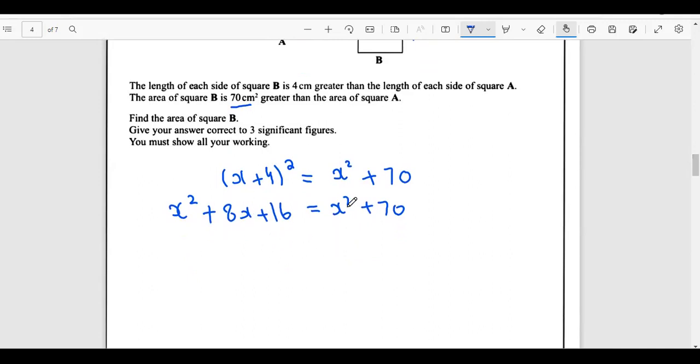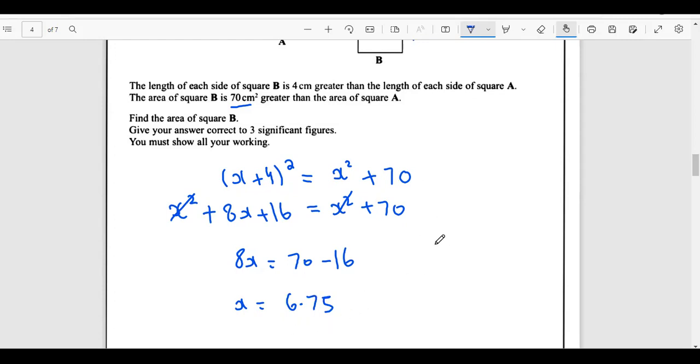All right, now we need to simplify this. So x squared and x squared can be cancelled and it would become 8x equals 70 minus 16. And x is going to be, you can directly simplify and tell me the answer. 6.75. Yes, very good. And what would be the final answer now?